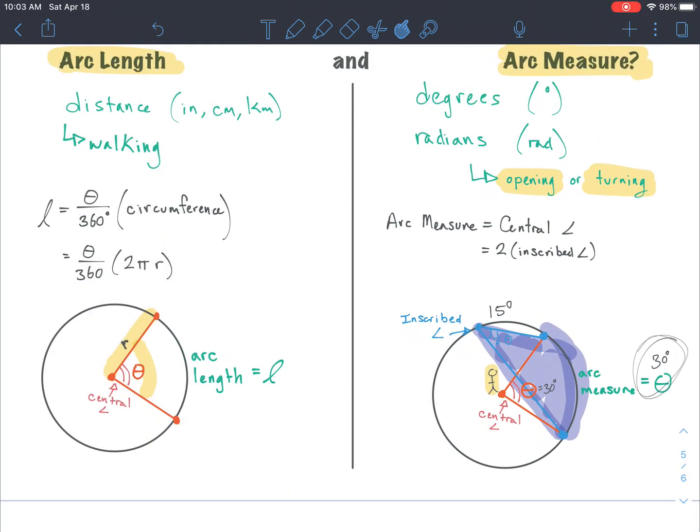So the big differences between arc length and arc measure is that arc length is a distance. Arc measure is an opening or a sweeping or a turning. One is measured in inches, centimeters, kilometers, miles, whereas the other is measured in degrees or radians. And there are different formulas for each. And yeah, that's pretty much it.